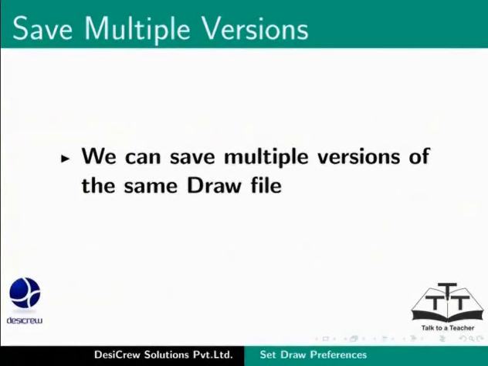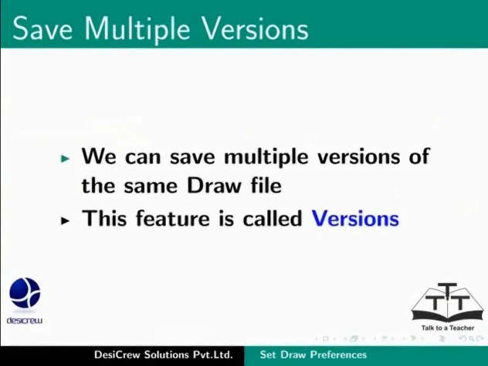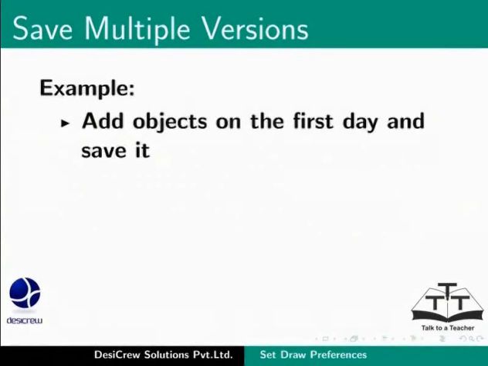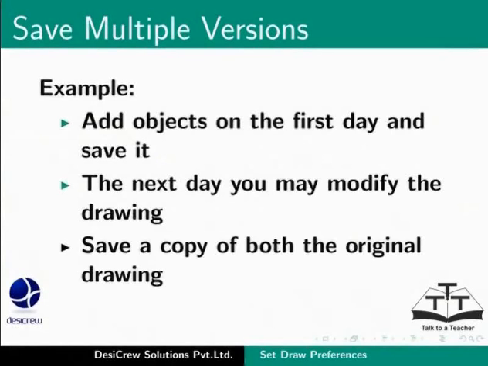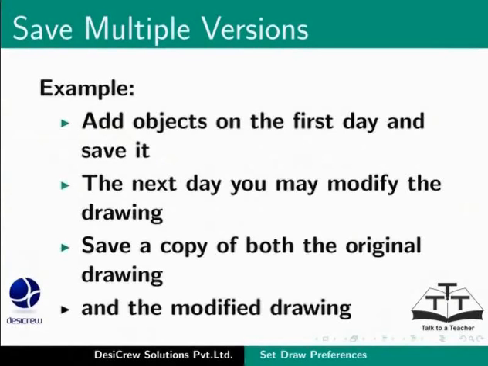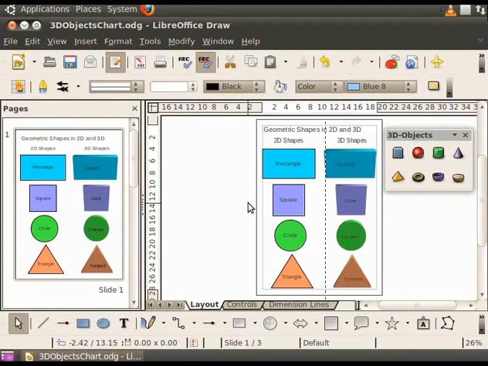You can save multiple versions of the draw file too. This feature is called versions. For example, you may add objects on the first day and save it. The next day, you may modify the drawing. You may want to have a copy of both the original drawing and the modified drawing. Let us save the file using the version option.